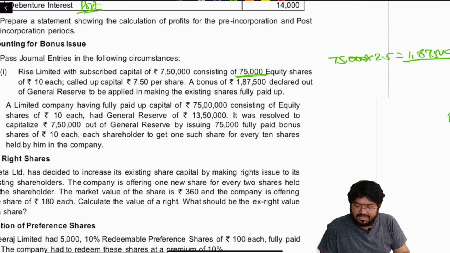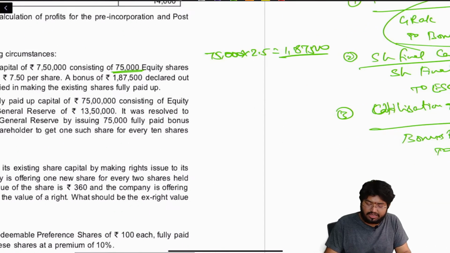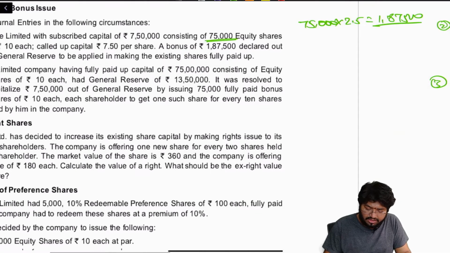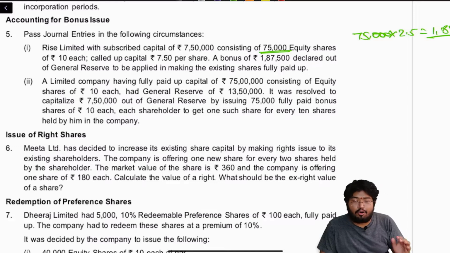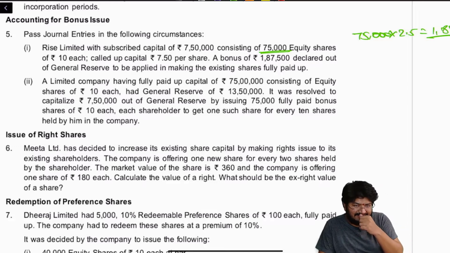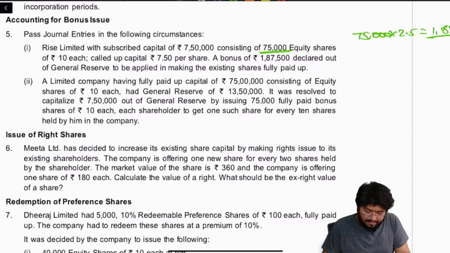You will pass again, the first entry would be the same, general reserve to bonus for 7,50,000. Then bonus will be given as equity share capital. So the first entry would be general reserve account debit to bonus to equity shareholders for 7,50,000. The second entry would be bonus to equity shareholders account debit to equity share capital, same 7,50,000. I think it's very simple. I don't want to write it and waste your time. So this is the solution for this.